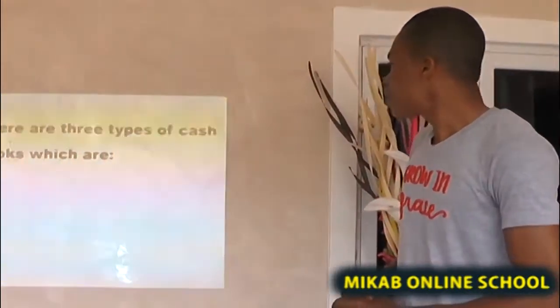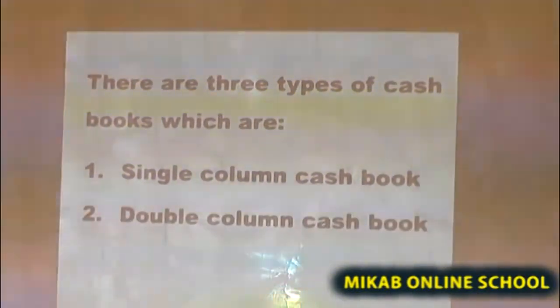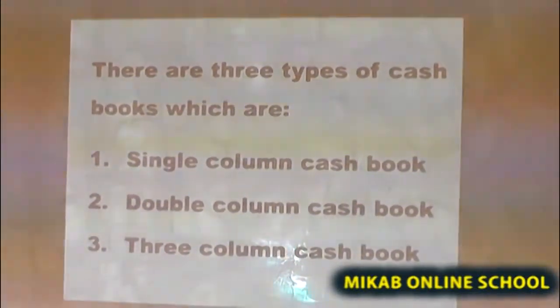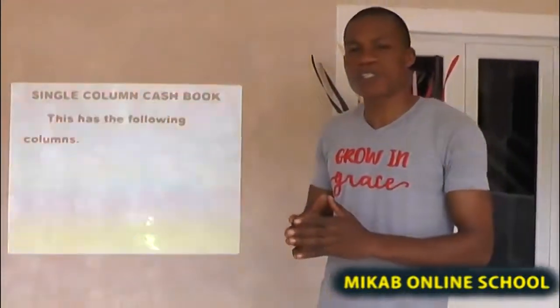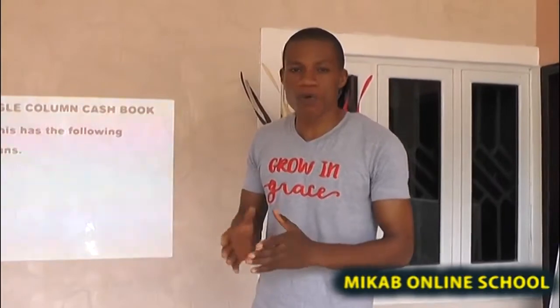Now there are three types of cash books. Number one, we have the single column cash book. The second one is the double column cash book, and the third one is the 3-column cash book. The single column cash book is the one that we are going to give much emphasis to in this class. Although all of them look alike, there is just a single column that differentiates the single column from the 2-column, and another single column differentiating the double column from the 3-column cash book.